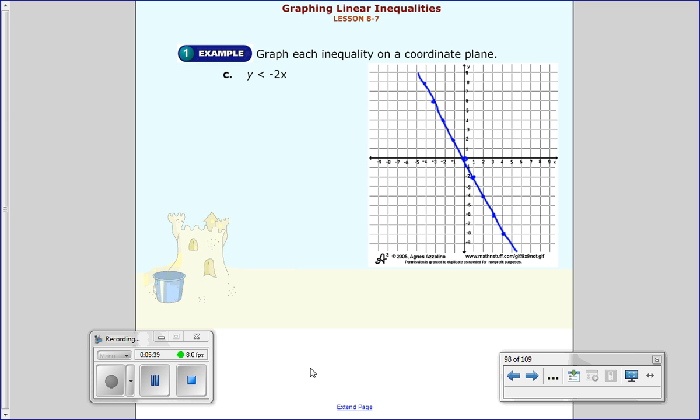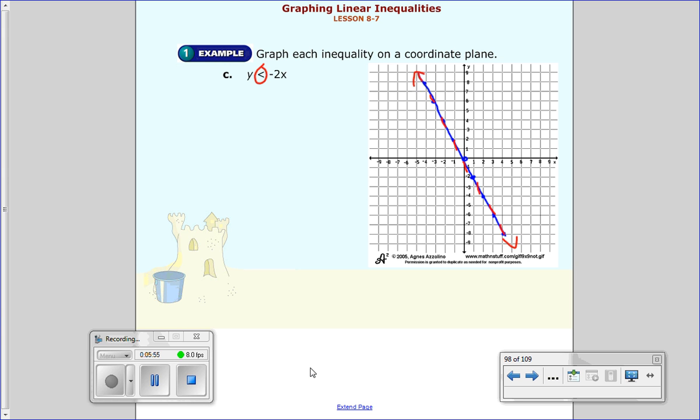Ooh, except I should not have the solid line, should I? It should be dotted because it is just less than. So, excuse that blue line, it should be a dashed line. There we go. So it's actually a dashed line on that side.